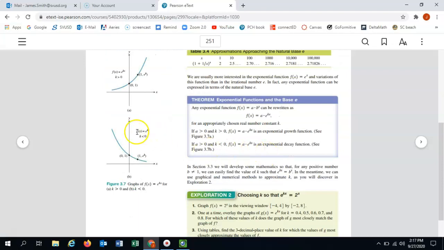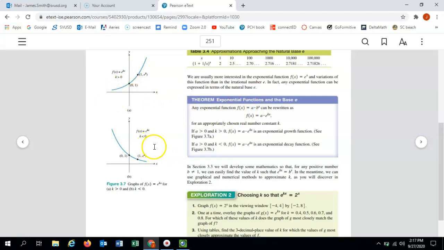Because e is a number greater than 1, it looks exactly like our exponential growth function when we use it as a base right here for b. So if our base is e, it's like any other exponential growth function where the base is bigger than 1. It's going to look something like this.